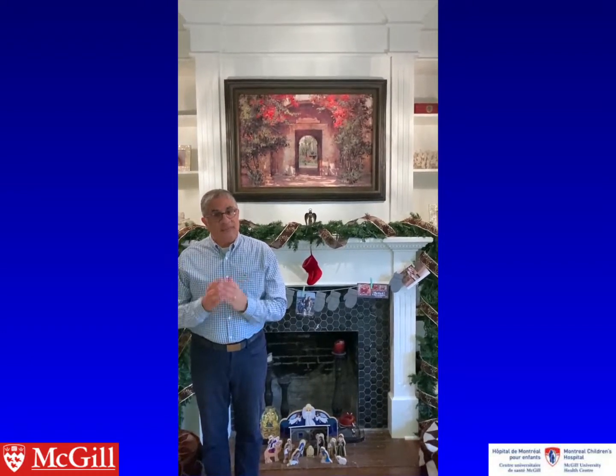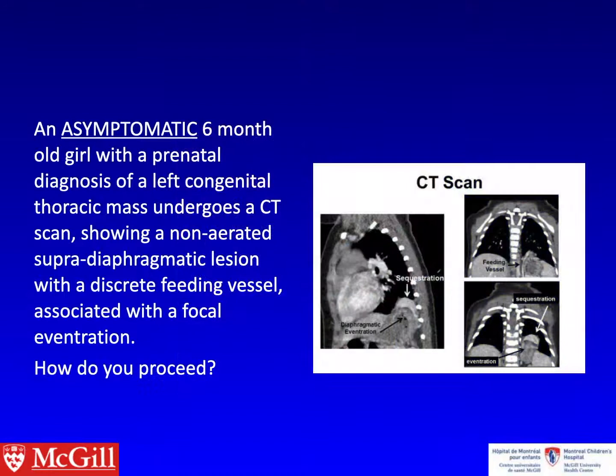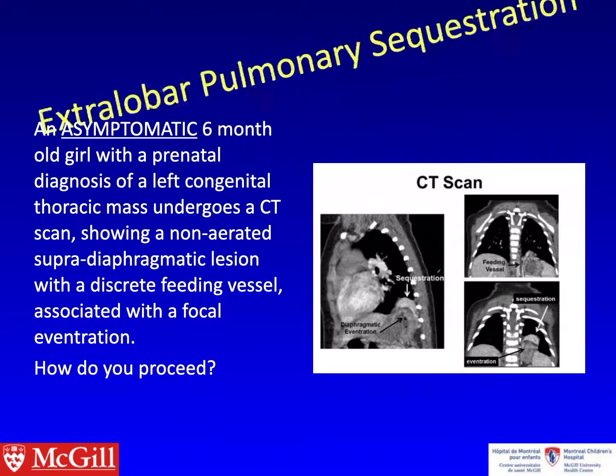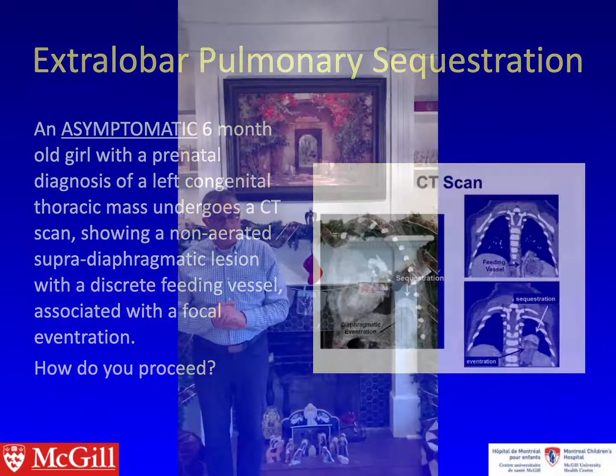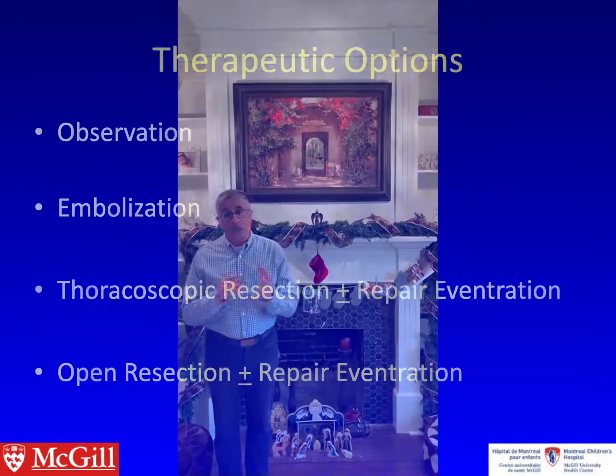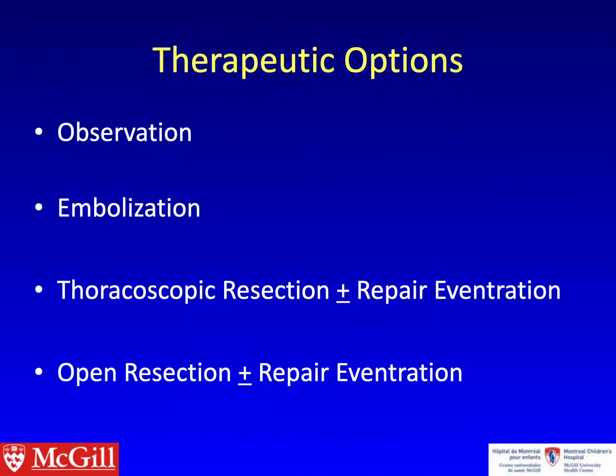In these CB clips, I presented you with a left-sided thoracic mass that was prenatally diagnosed, and at imaging, almost all of you correctly diagnosed it as an extralobar pulmonary sequestration. Now, what are the options for treatment of a pulmonary sequestration? Well, we can observe, we can embolize if there's a hemodynamic issue like high output heart failure, we can excise by thoracoscopy, or we can excise by thoracotomy.